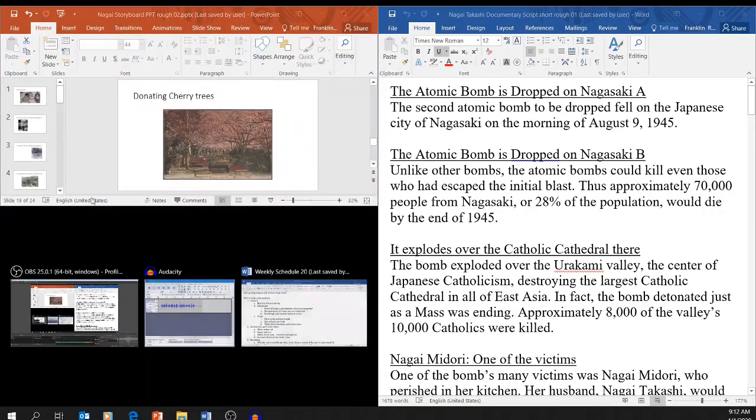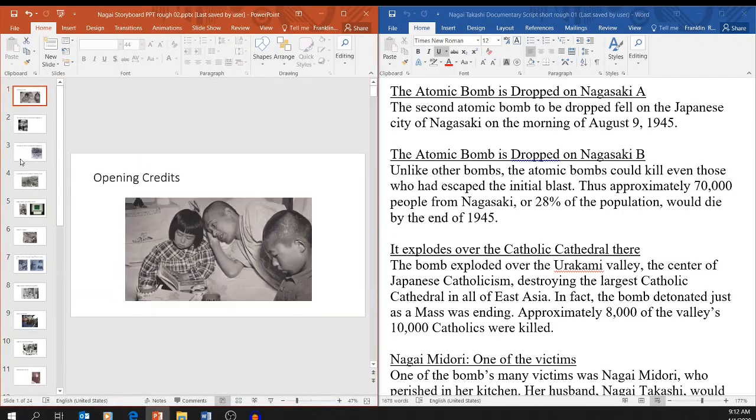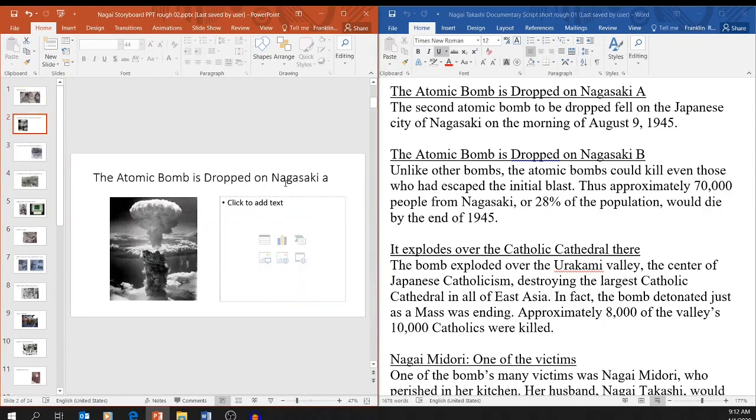This is why I said it's important to have one image per slide, and why I messed up by breaking that rule. I got kind of lazy, I think, and I paid for it later on by having it cause more work. But see, there's "The atomic bomb is dropped on Nagasaki A."